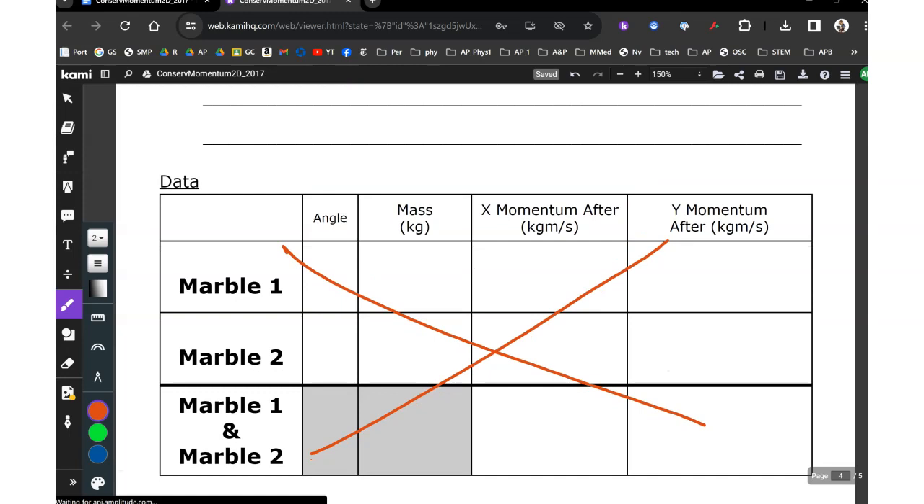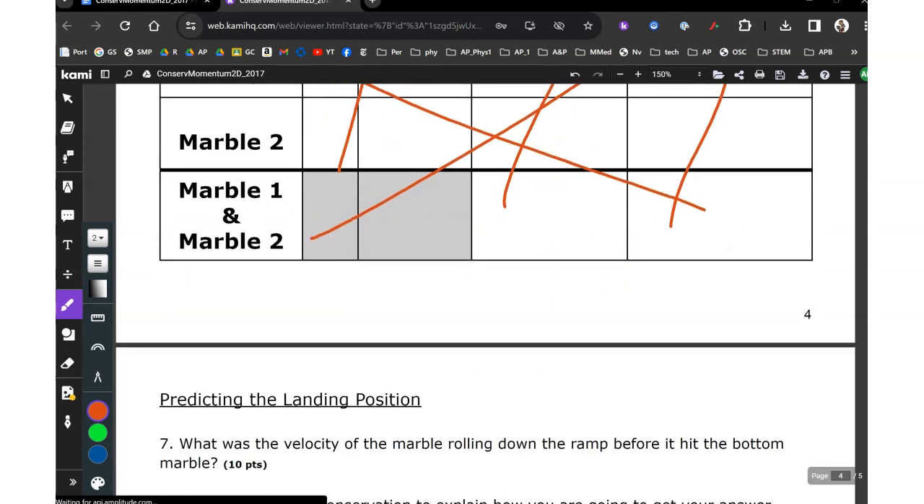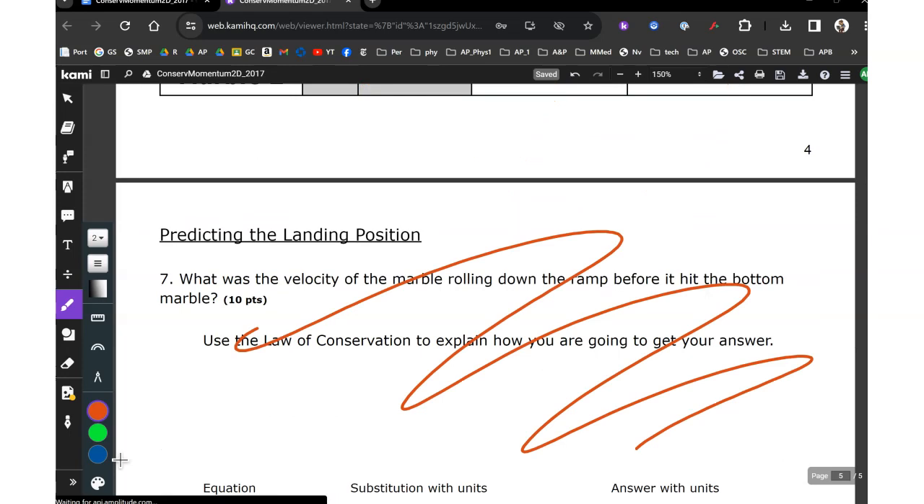So don't do that data table. Don't worry about it. And then you know what's cool too? Stop at 4. You're done after 4.